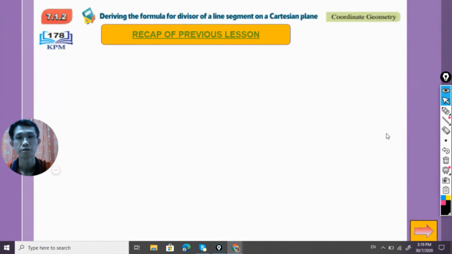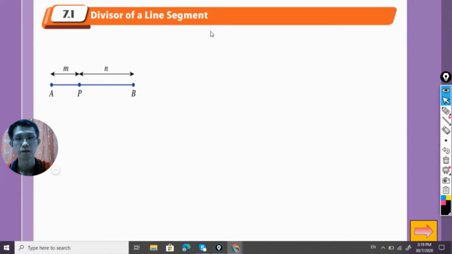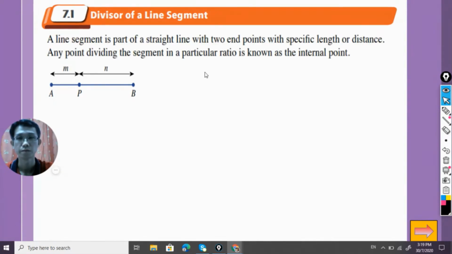Before we get into the derivation of the formula for divisor of the line segment, let us recap what you have learned in the previous lessons. I think you have been exposed to the concept of divisor of line segment. So what is a line segment? A line segment is part of a straight line with two endpoints with specific length or distance, and any point that divides the segment in a particular ratio on the line segment is known as the internal point.